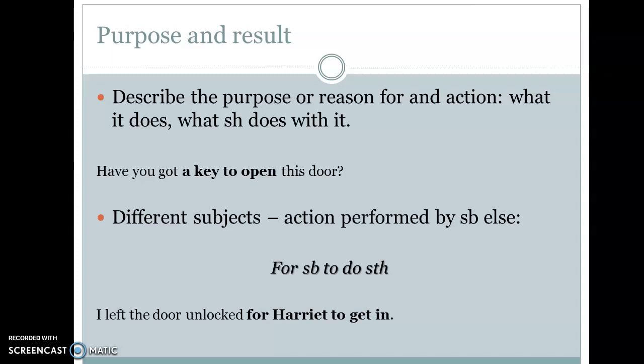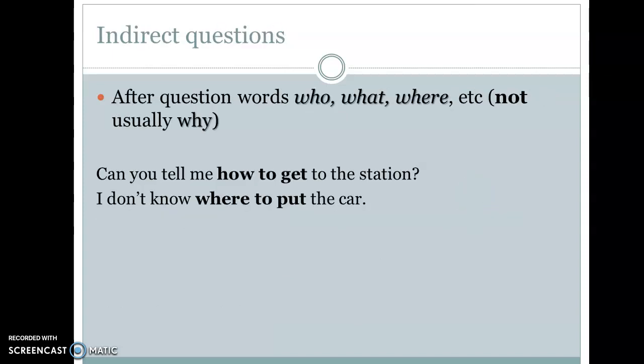But when there is a different subject, that is, when the action described by the to infinitival form is performed by somebody else, we need to resort to the pattern for somebody to do something. For instance, I left the door unlocked for Harriet to get in. In indirect questions, we also use this infinitival form. I don't know where to put the car, or can you tell me how to get to the station? Not usually with the question word why.